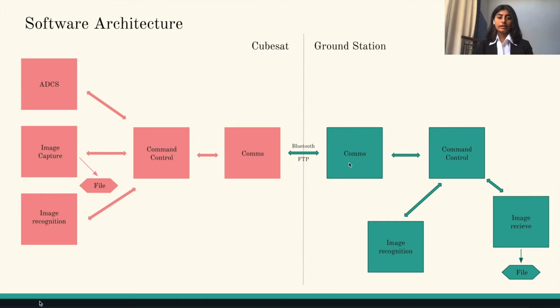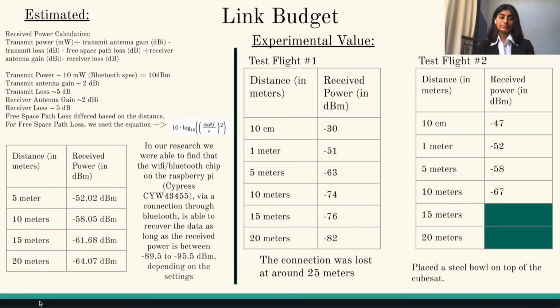Once the comms on the satellite are alerted, the comms on the ground station are then alerted via a Bluetooth connection. The command control then gains this information and receives the image as a file. After doing so, the image recognition system on the ground station runs through the image and looks for any plastic. If plastic is detected, then the mission is working well. We hope to detect all pieces of plastic that we run through in our test cases.